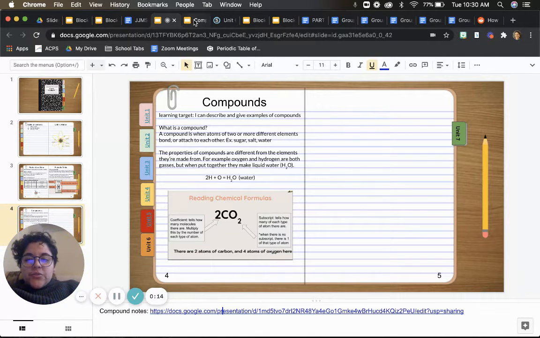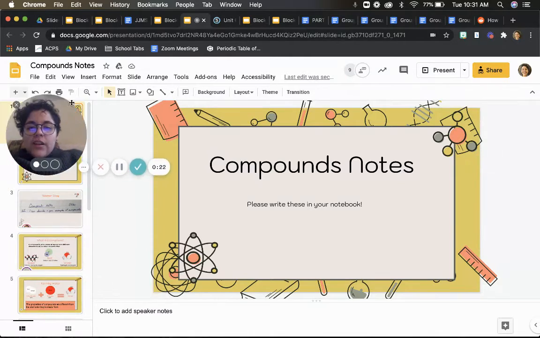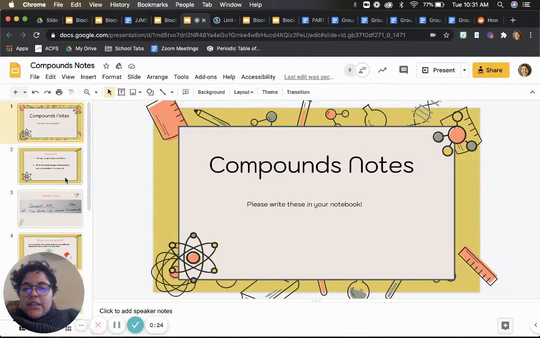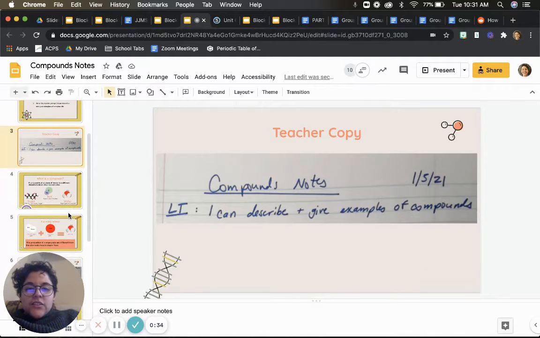So I'm going to go ahead and switch over to the slides, and this is page 4 in your notebook. Alright, so we're going to be writing this in our notebook. First off, you want to put your title, compound notes, and your learning target. I can describe and give examples of compounds. It should look something like that.